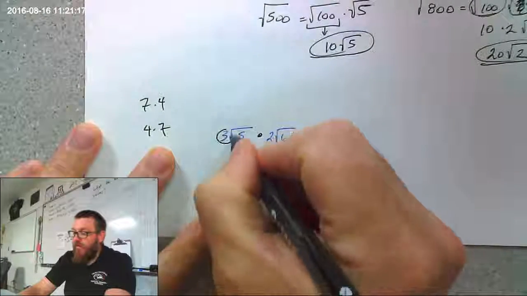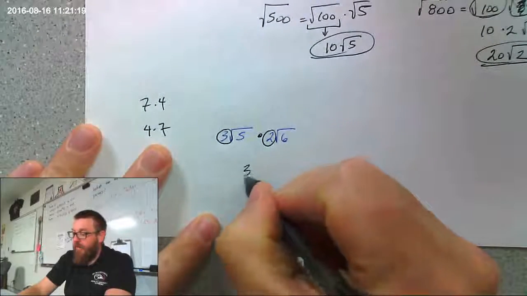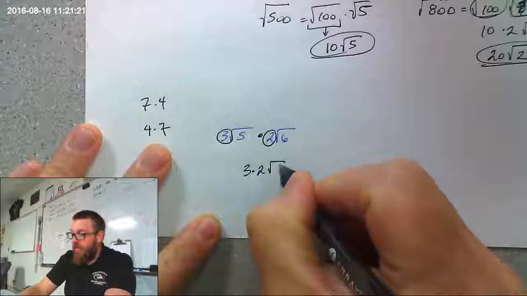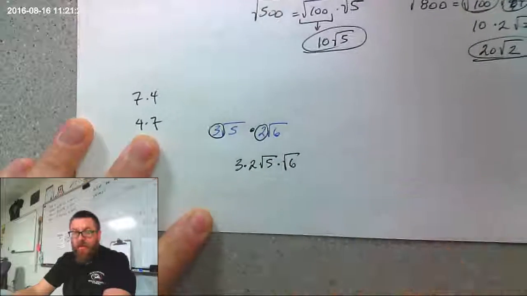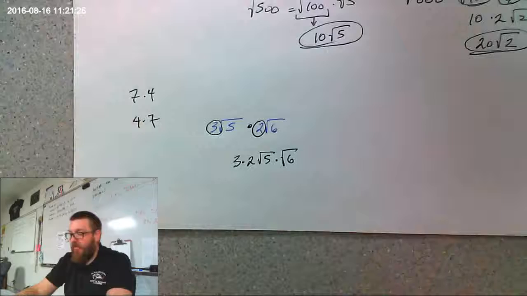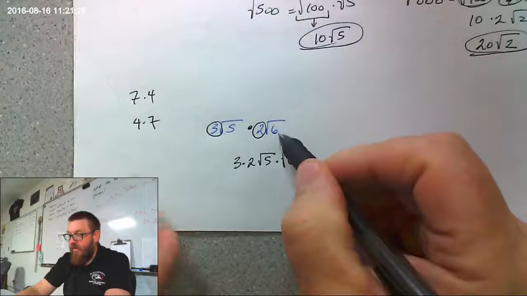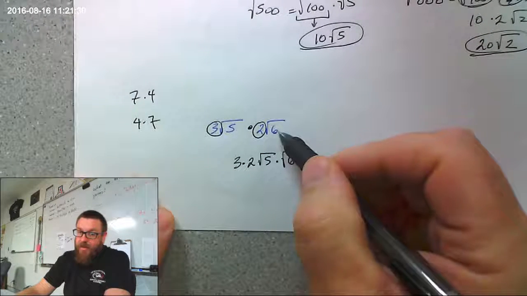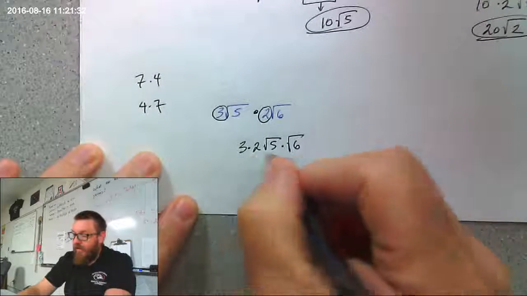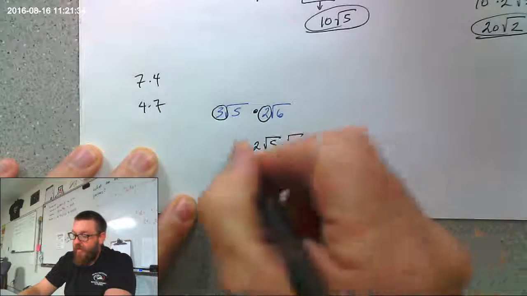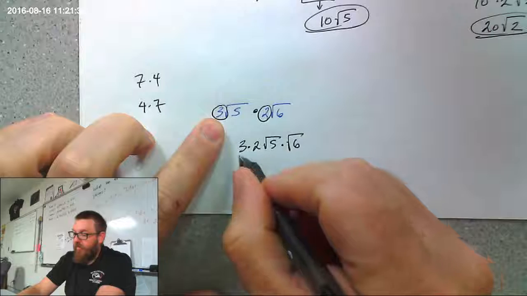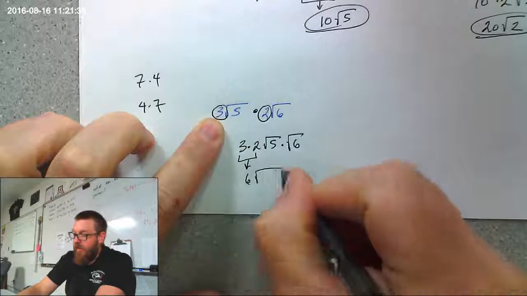So the smart thing to do would be to put the rational numbers together and put the irrational numbers together like this. The whole time checking to see if you've got anything you could simplify. 6 is 2 times 3, so you can't simplify that square root. And you could probably do this in your head. You could just think about this is 6 and that is 30.